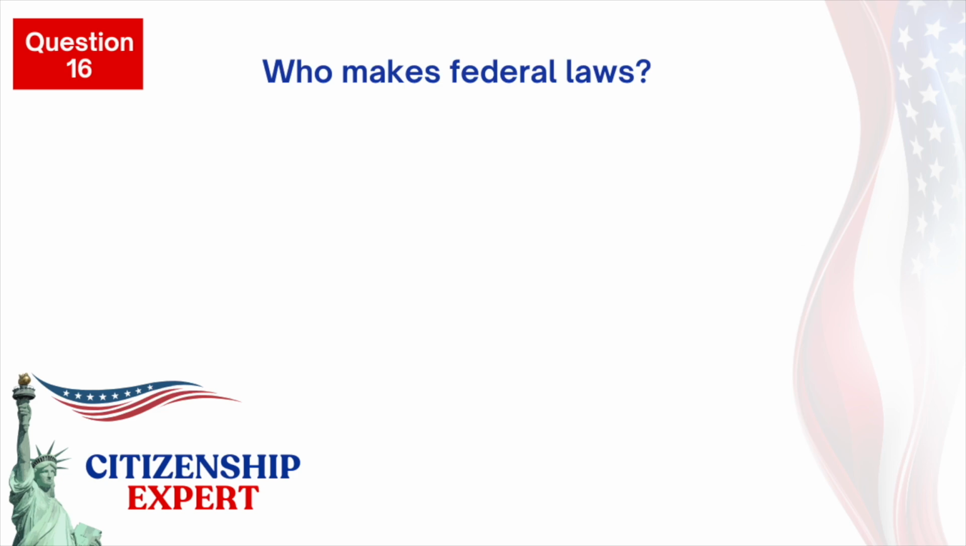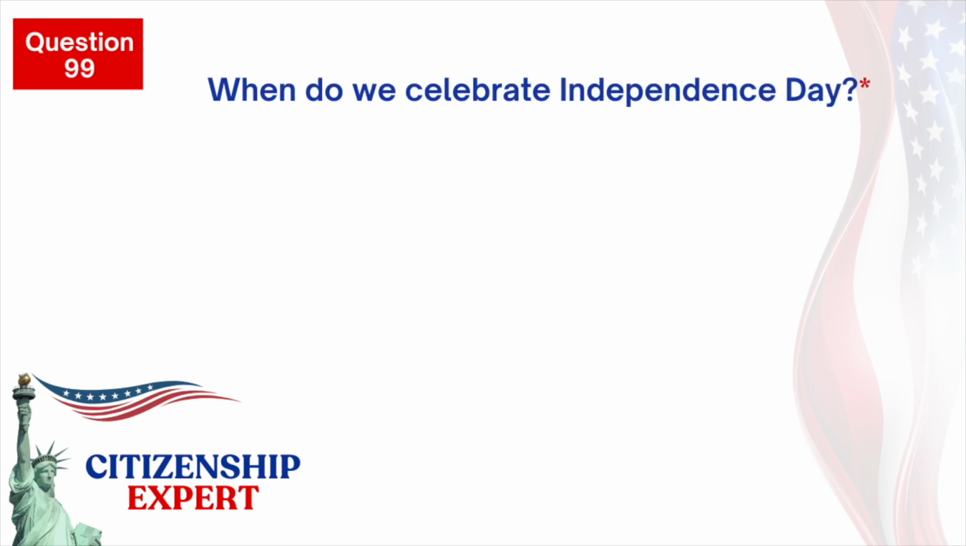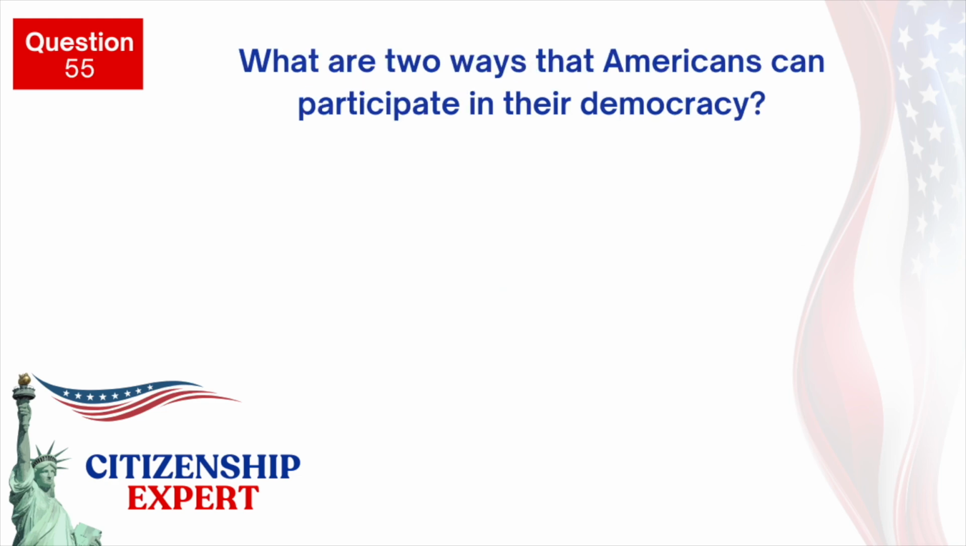Who makes federal laws? Congress. When do we celebrate Independence Day? July 4. What are two ways that Americans can participate in their democracy? Vote. Join a political party.